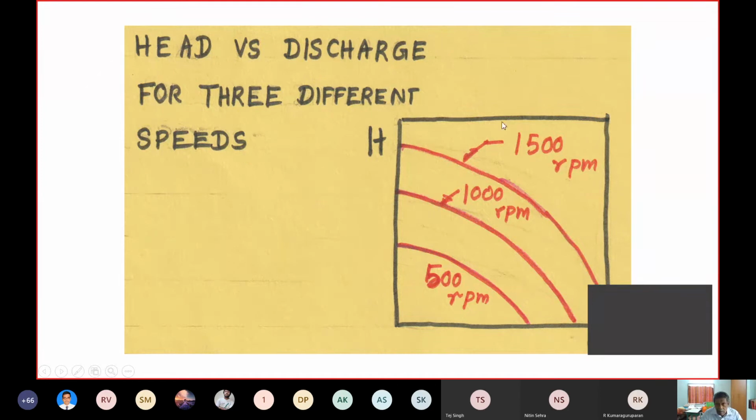When you double the speed, you will find that the shut-off head has increased, correspondingly the discharge will also increase, and the power required also will increase. Then you have another curve corresponding to 1500 RPM. There the shut-off head is more, and the final discharge is also more. This type of characteristics is called the head discharge characteristics, or pump characteristics.